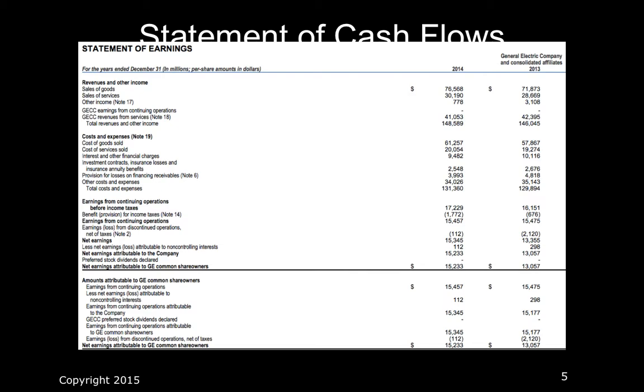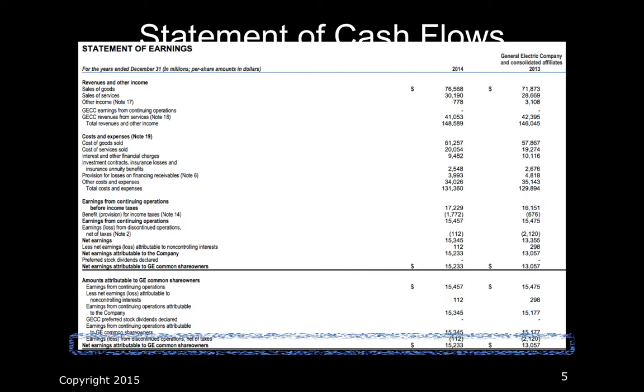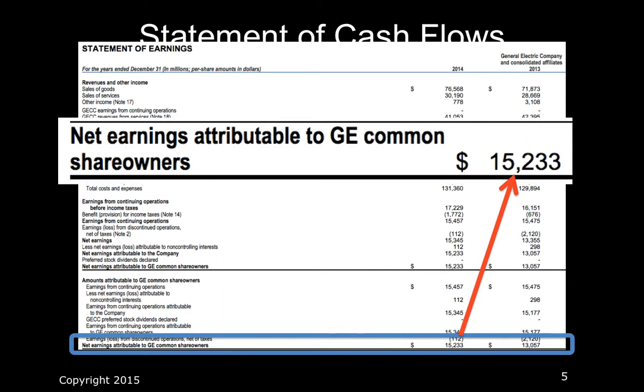This is General Electric's income statement for 2013 and 14. This is the bottom line, the literal bottom line, of the income statement. Net earnings of $15.2 billion. This is the starting point for the statement of cash flows.